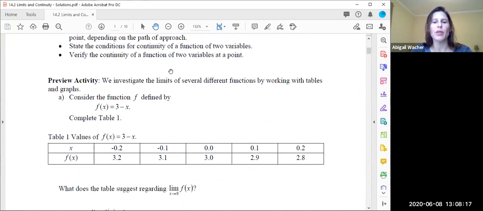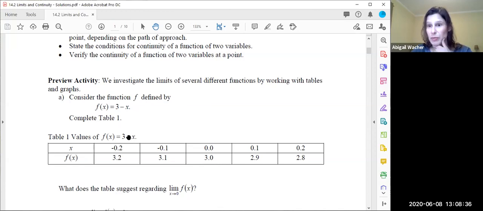All right, first of all, preview activity. We investigate the limits of several different functions by working with tables and graphs. So consider the function f defined by f(x) = 3 - x. And it says complete table 1. Of course, table 1 wasn't filled in.